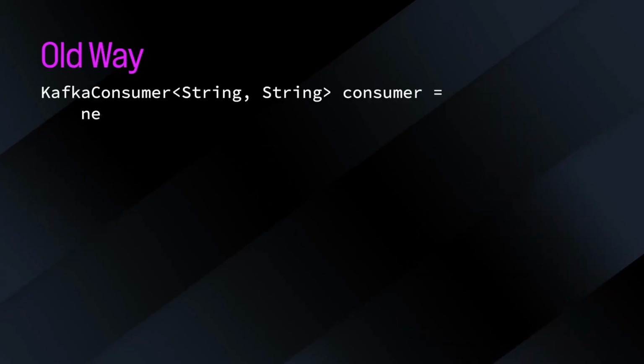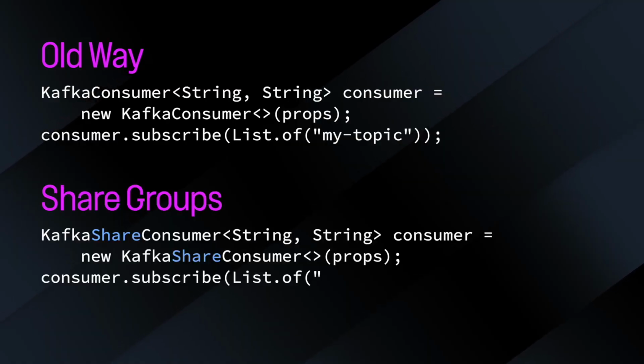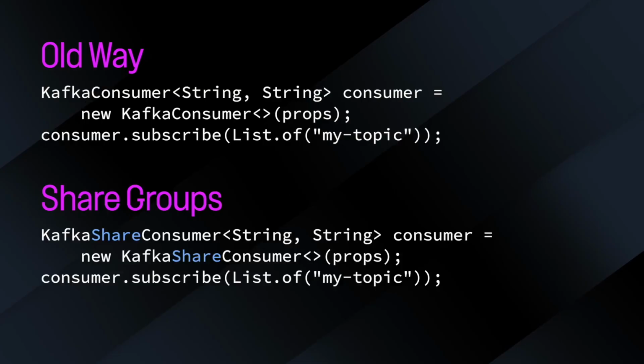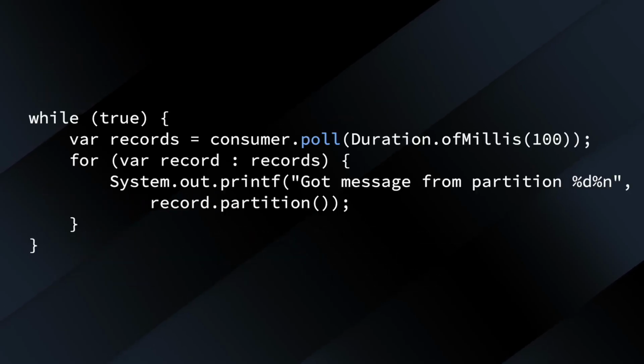With the old way, it's this. You would have traditional consumer groups, and with share groups, it's this. You just change the class. That's literally it. Same properties, same patterns, just use KafkaShareConsumer instead of KafkaConsumer. The polling loop stays exactly the same.